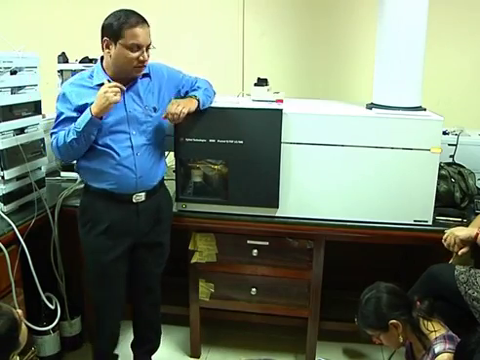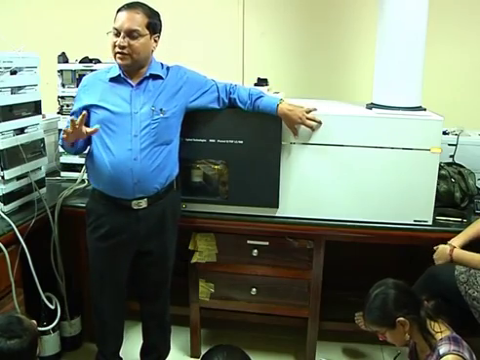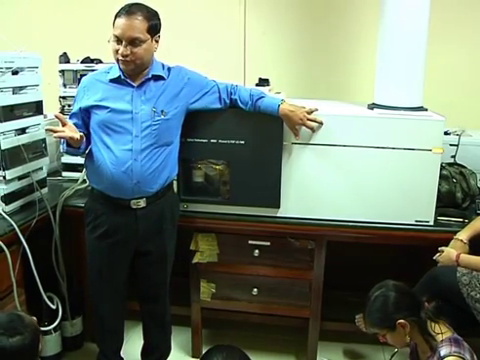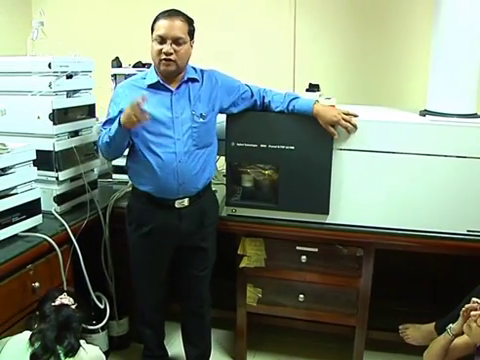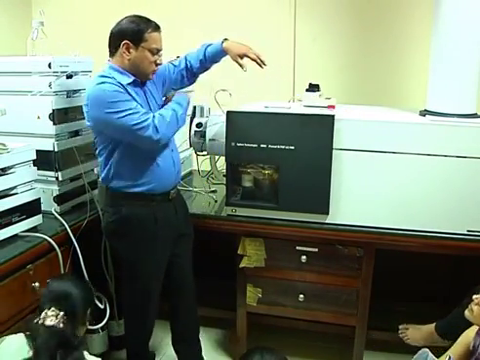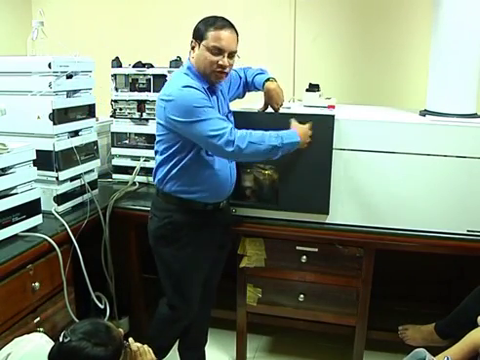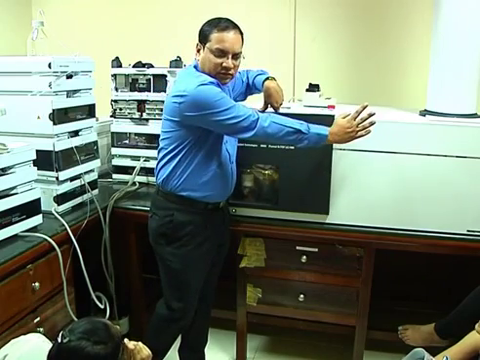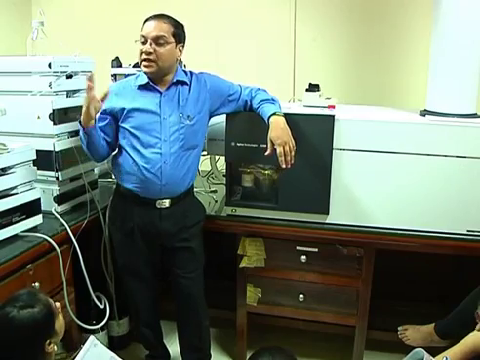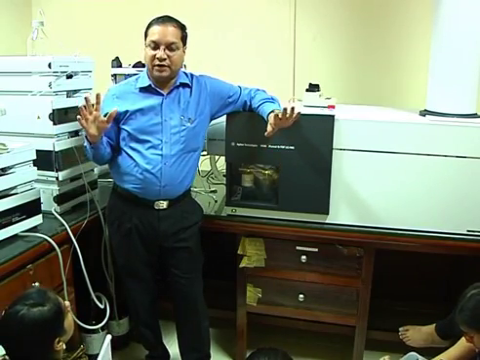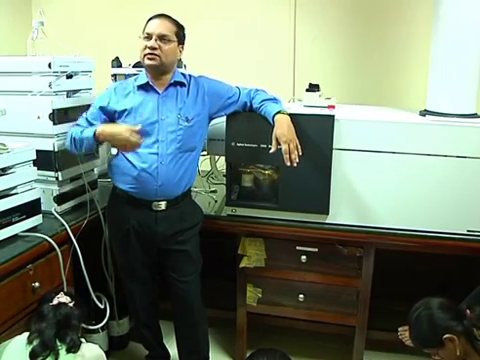When I say MS only, it means my quadrupole and collision cell are not behaving as they have to. Meaning the quadrupole will not filter and the collision cell will not fragment. So all ions which are going in will simply pass through the quadrupole, simply pass through the collision cell and go to the TOF, and TOF will scan. PMF type of approach, peptide mass fingerprinting, based on only mass. You get the accurate masses of all the peptides, then you search.